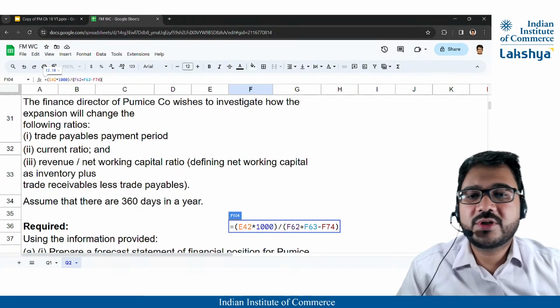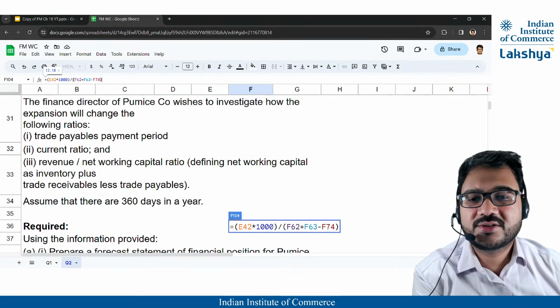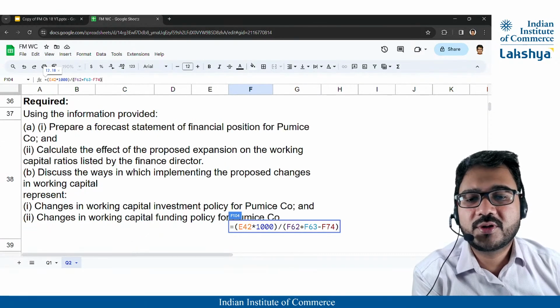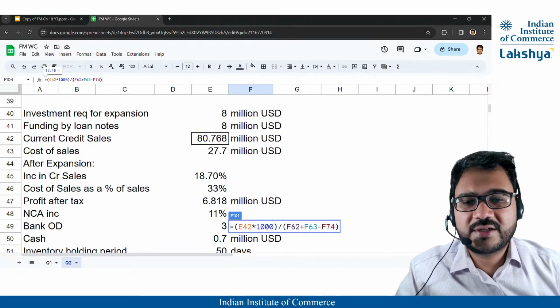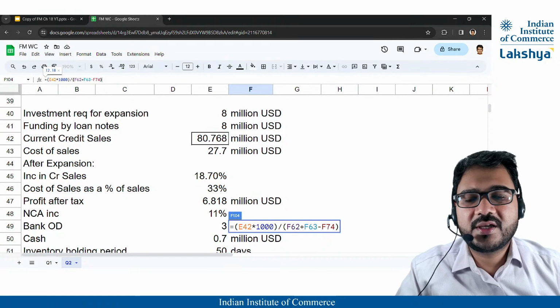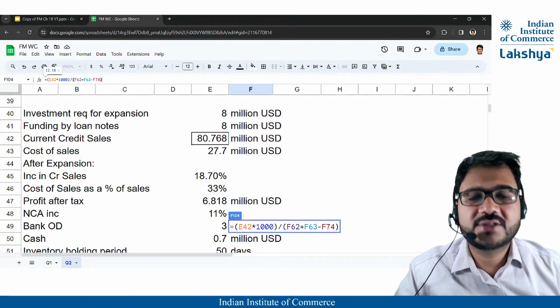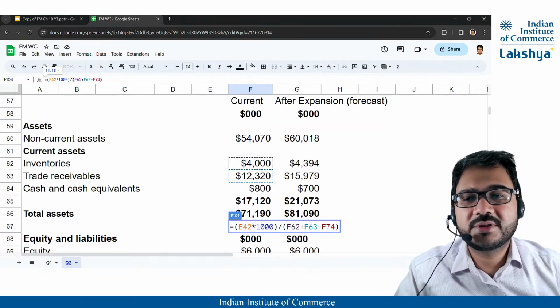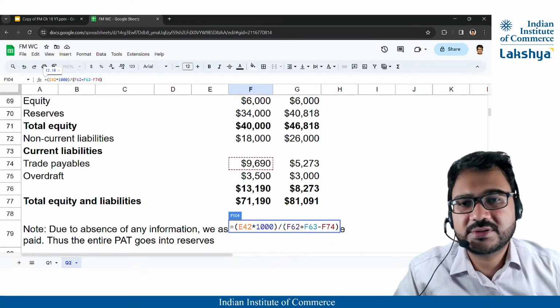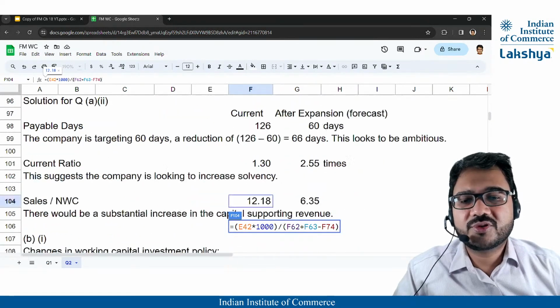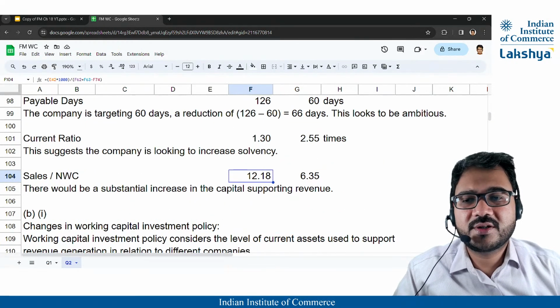So it's revenue divided by your net current assets. Revenue is 80.768 million. That's the current sales divided by the asset. So your inventory plus your receivables minus your liability payables. Okay. So the custom formula gives 12 and 6.35.